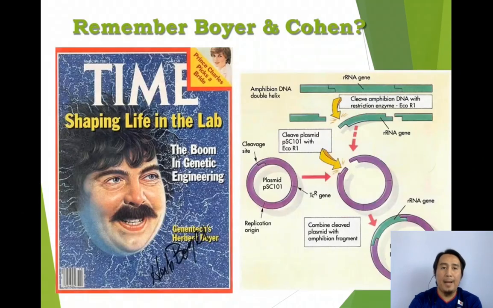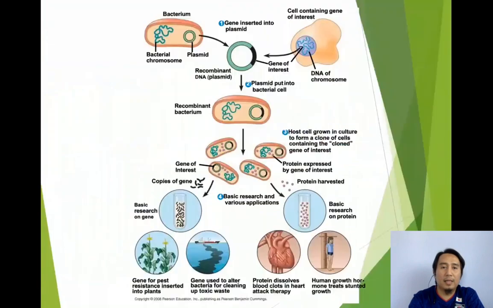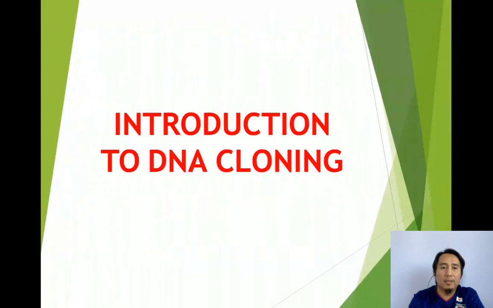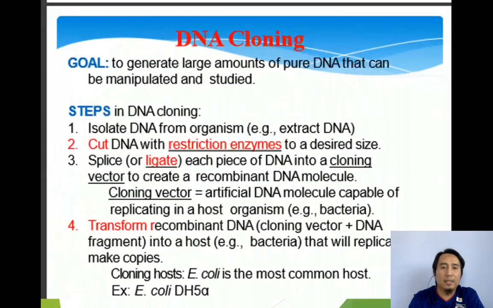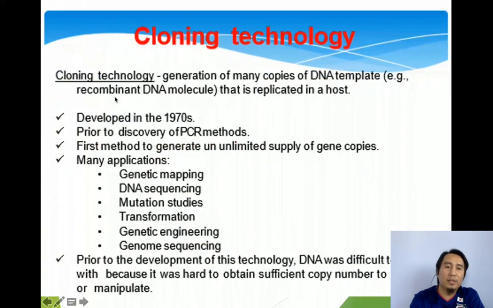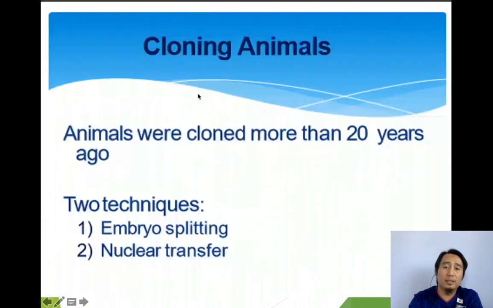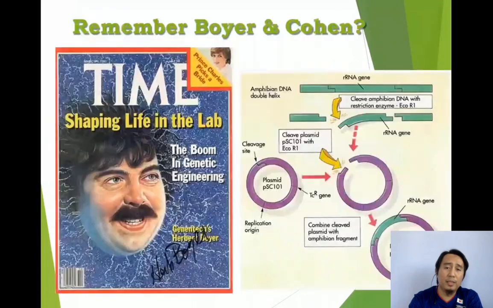Right. So, do you remember Boyer and Cohen? Boyer and Cohen, these are two brilliant scientists that developed the techniques of DNA cloning. So from the previous slides, this one. Cloning technology was developed in the 1970s. So the people who developed this cloning technology are these two brilliant scientists, Boyer and Cohen, right?